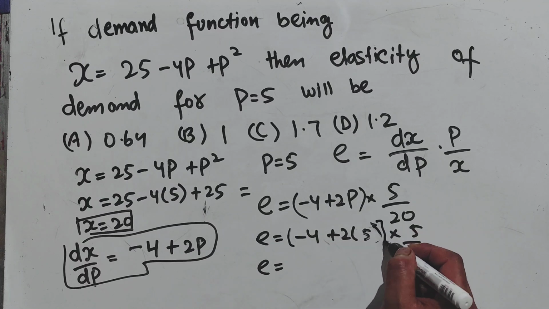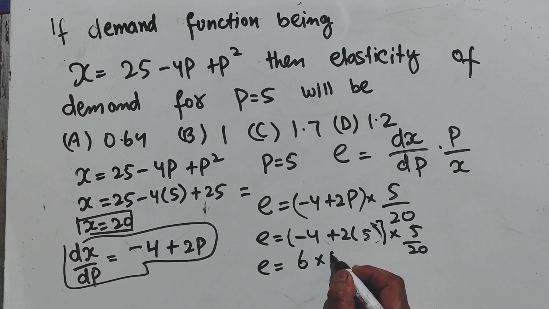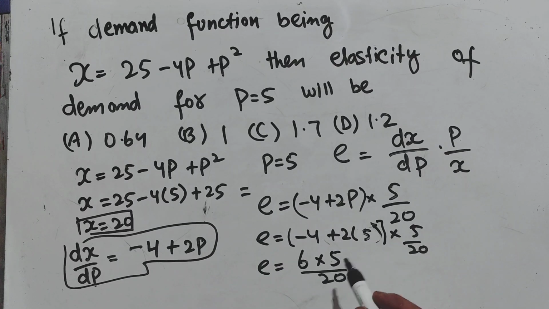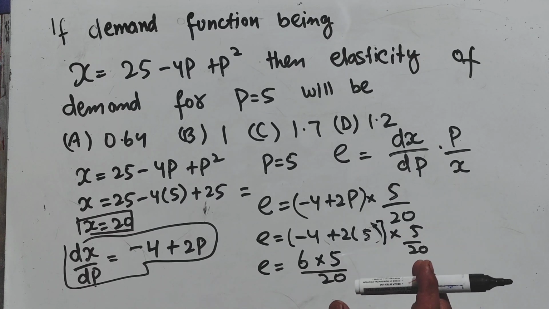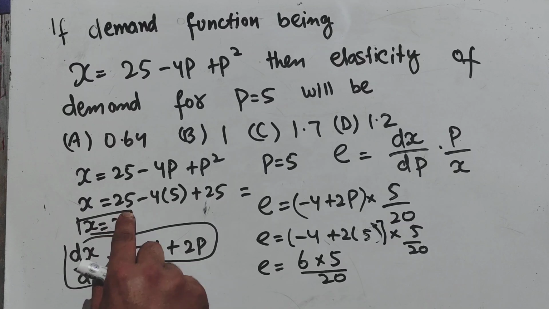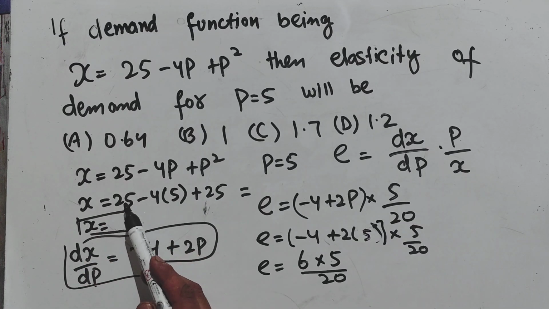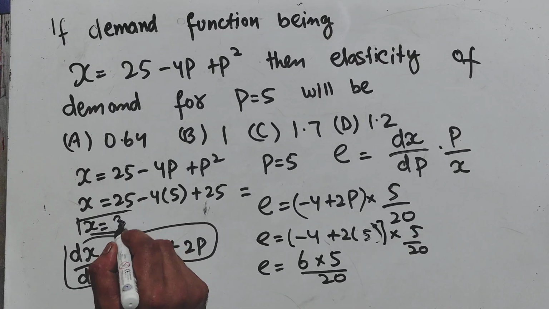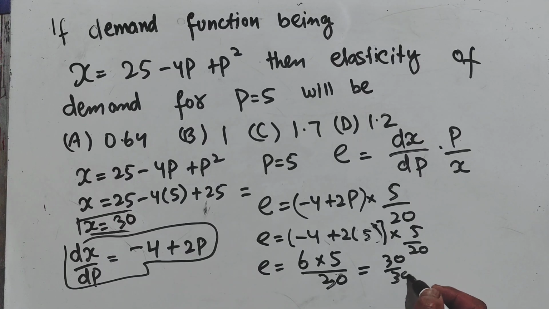It's like this, so we get 2 5s are 10 minus 4 is 6 into 5 divided by 20. Rather it is 30 here. So we have 50 minus 20, which is 30. My mistake. So here we have 30. So we get 30 upon 30, which is equal to 1. So elasticity of demand is 1.